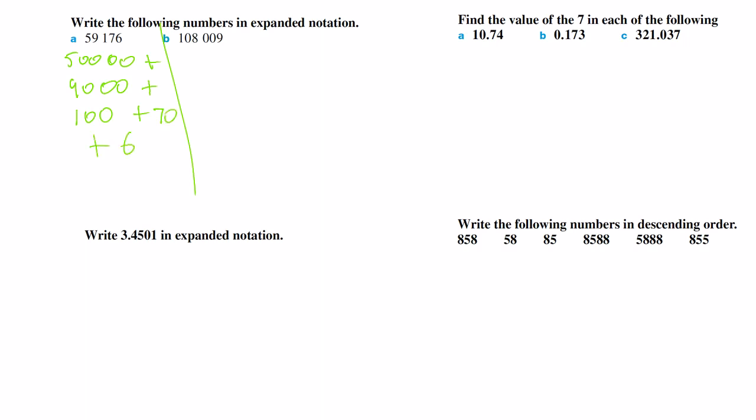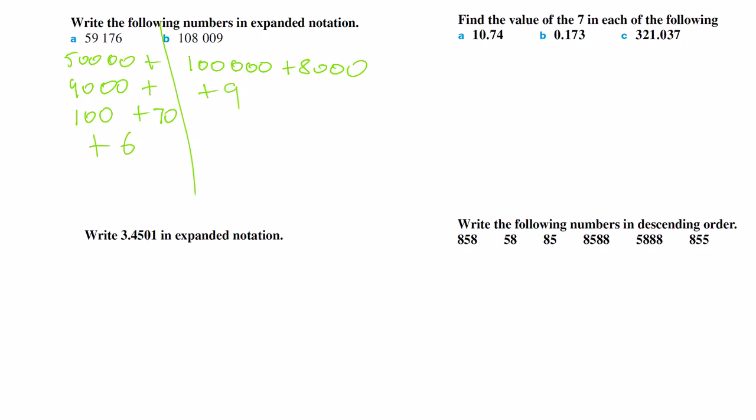Now when we come to B, we have 108,009. The 1 is in the 100,000 position, so we're at 100,000. They've got 0, so we don't have anything there in the 10,000s. In the thousands we've got an 8, so we put 8,000. In the hundreds and the tens, we don't have anything, but in the 9, we do. We have a unit, so we write 9.